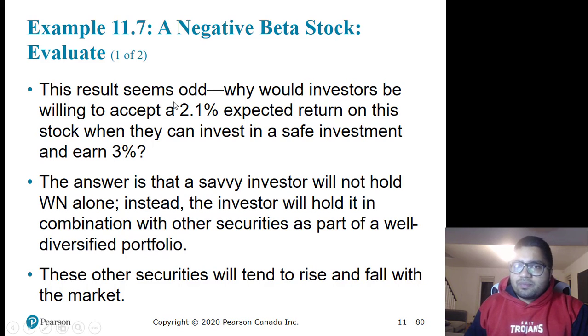The result seems odd. Why would investors be willing to accept 2.1% expected returns for a stock when they can invest in safe investments earning 3%? The answer is that savvy investors will not hold WN alone. Instead, they will combine it in their portfolio. And since it has negative beta, the diversification benefit is large. So if you include even a small portion of this stock, the overall risk of the portfolio goes down.